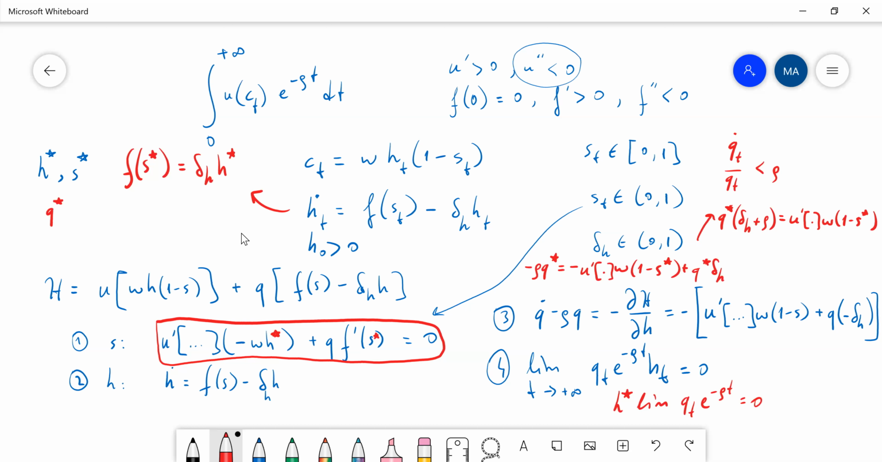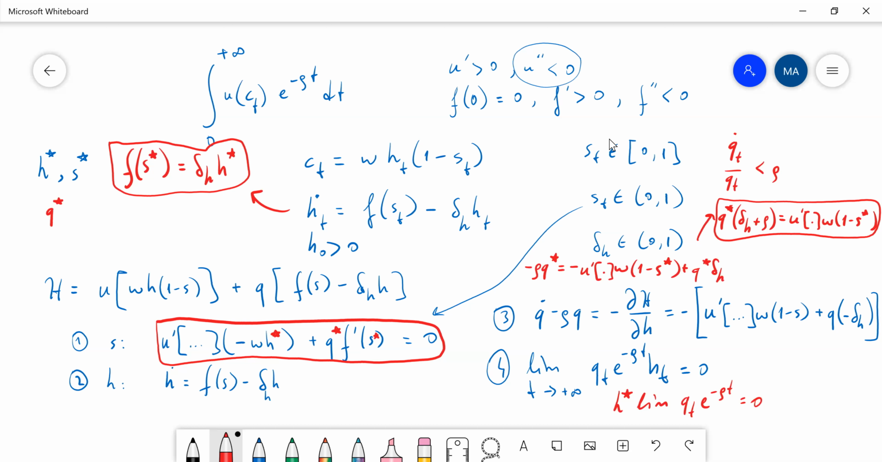Okay, now what do you have? You have 3 equations and 3 unknowns. Right? You have 3 equations and 3 unknowns. One equation is this. Another equation is this. Now this is q star. And another equation is this.